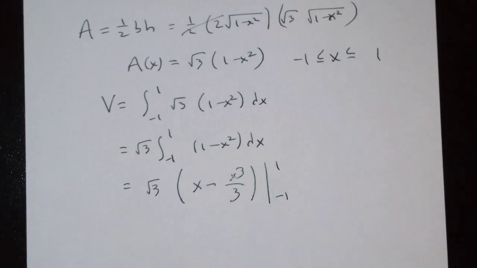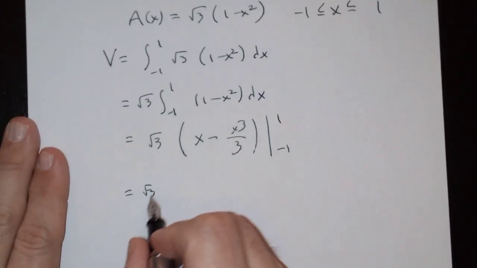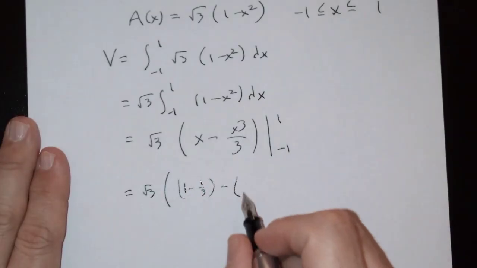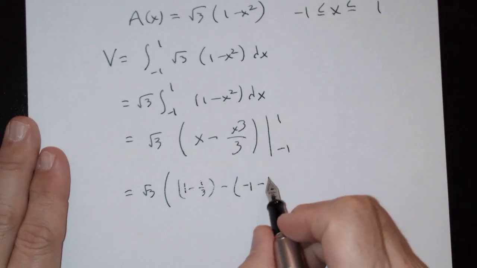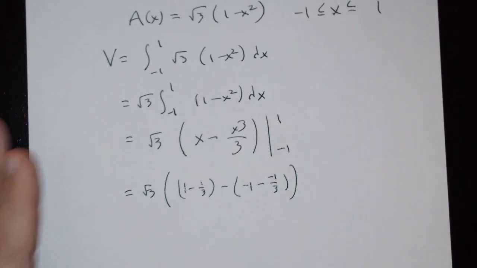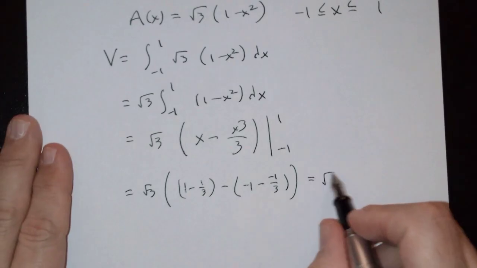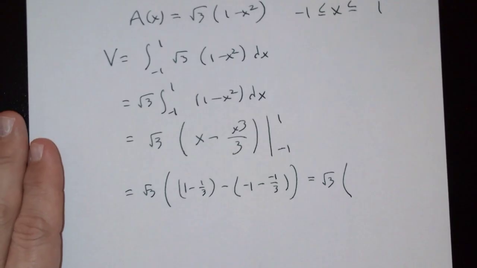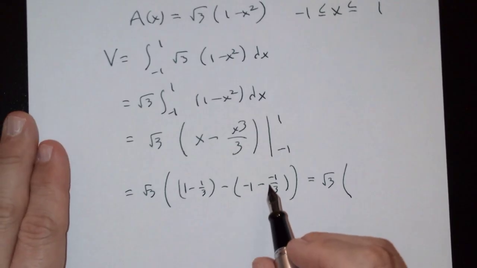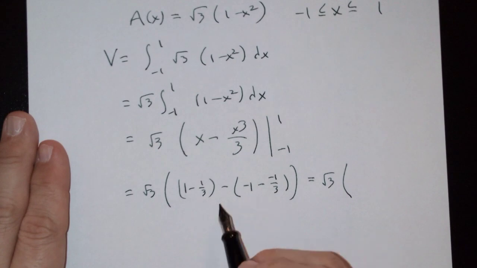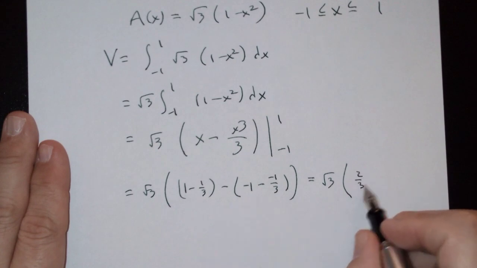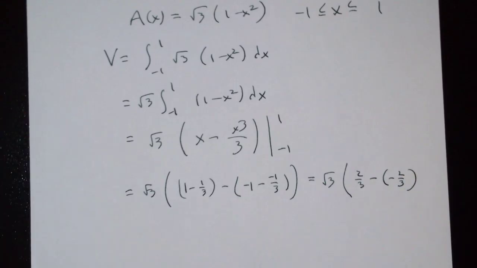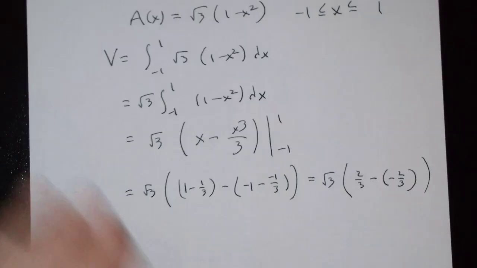Plug in 1, plug in minus 1. Plug in 1, I get 1 minus 1/3. Plug in negative 1, I get negative 1 minus negative 1/3. What's 1 minus 1/3? And then negative 1 minus negative 1/3 is negative 2/3. But I'm subtracting a negative, which means I add.